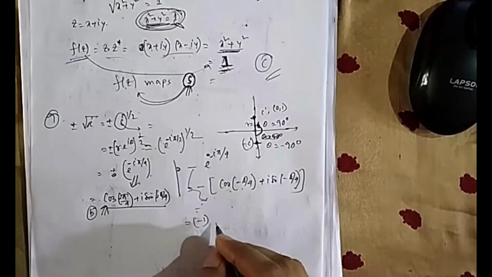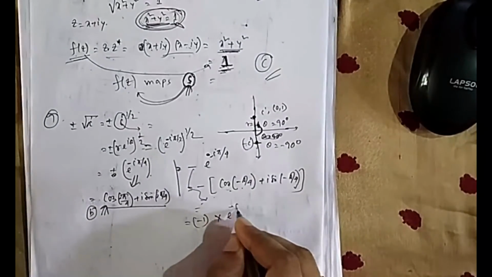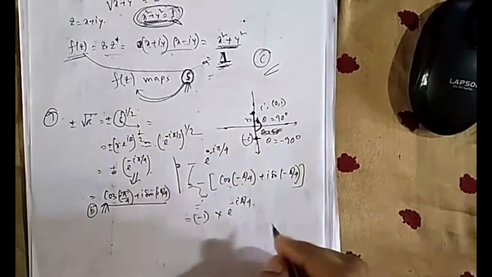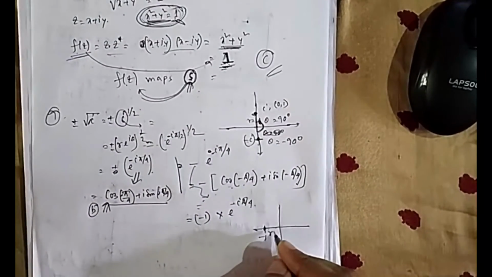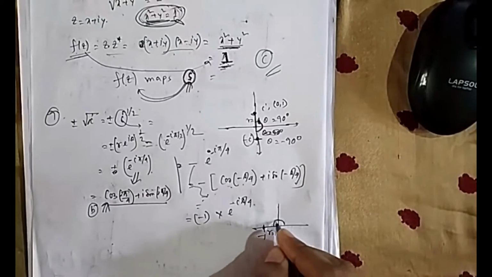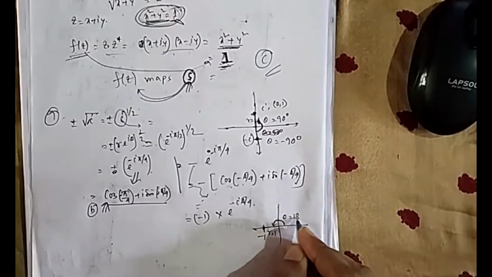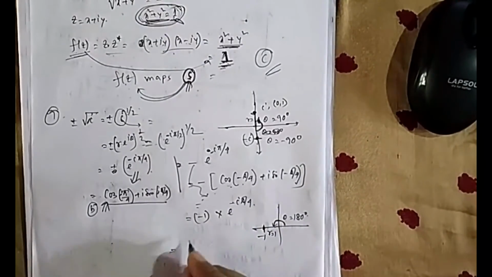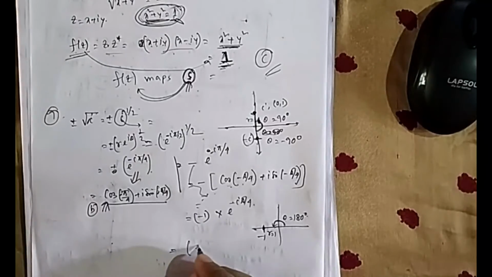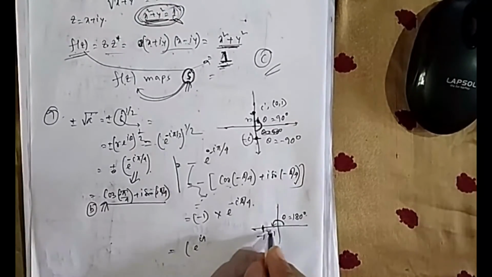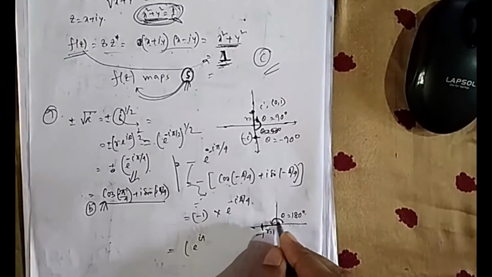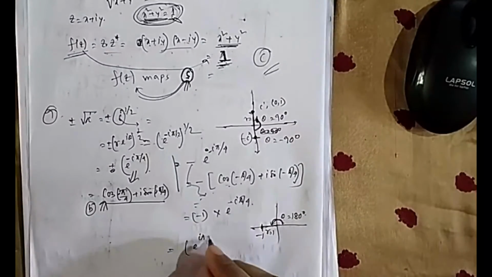Minus 1 can also be written as, how can minus 1 be written? You think in the complex coordinate plane. Minus 1 is here. So what is r? Again r is 1. What is your theta? Theta is from here to here, theta is equal to 180 degrees, so you can write pi. You can write this again in r e to the power i theta format, r is 1, radius is 1, angle is pi.